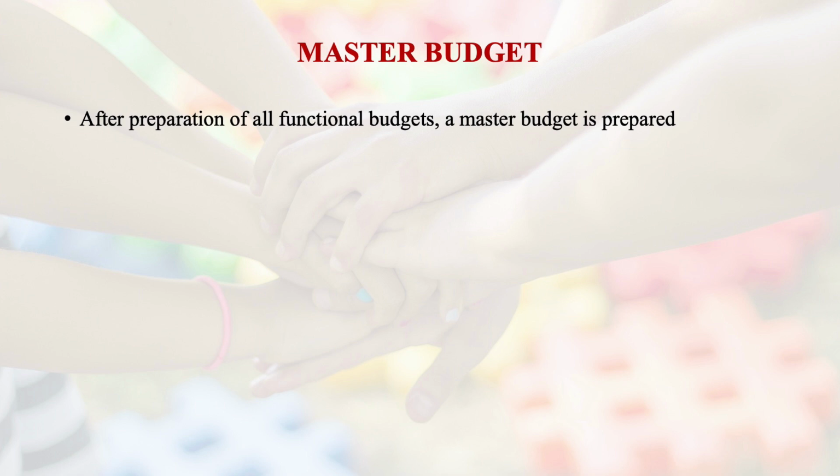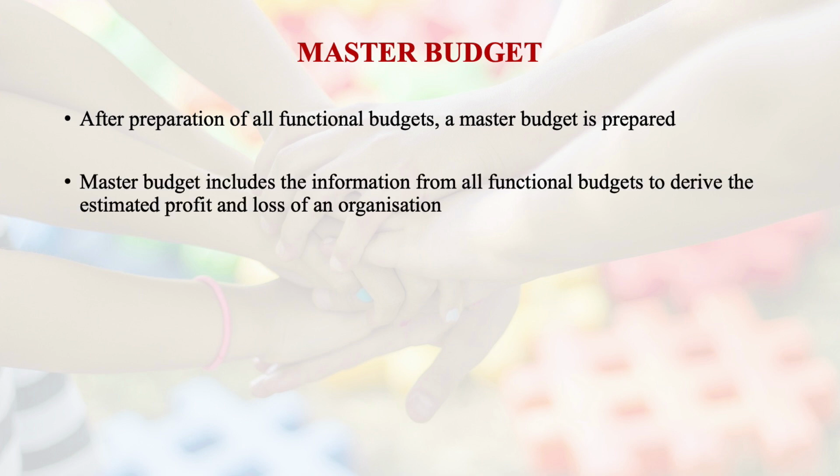So after doing all these activities of framing different kinds of budgets, a master budget is prepared. Now this master budget is very important for the organization because after preparation of all kinds of functional budgets, the capacity budget, the time period budget, a master budget is prepared, and this includes the information from all the functional areas to derive the estimated profit and loss of an organization.